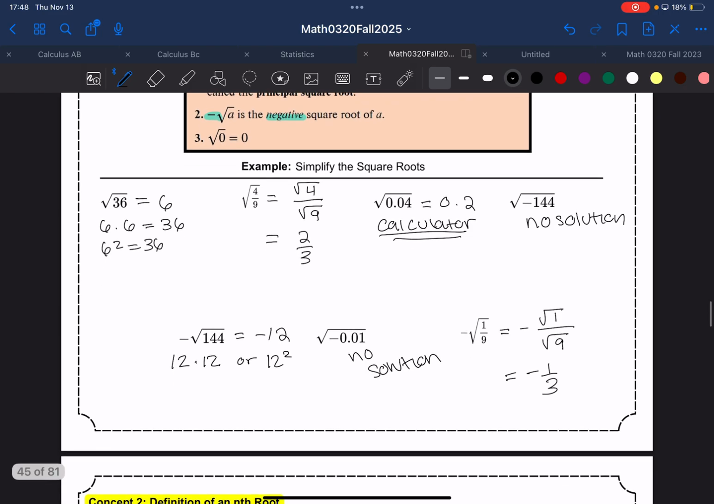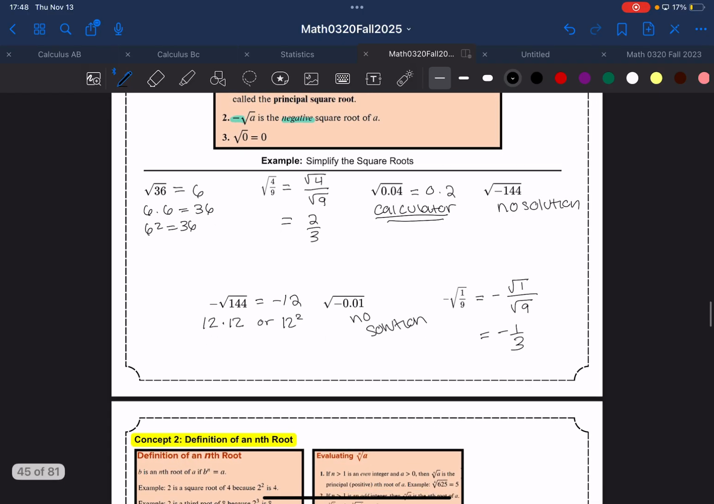Okay, so you could either remember how to do these, or for these type of questions, you could technically type every single one into the calculator and you'd get an answer. Even the square root of negative 144, if you type that into the calculator, you'll get an error message. So that tells you no solution.